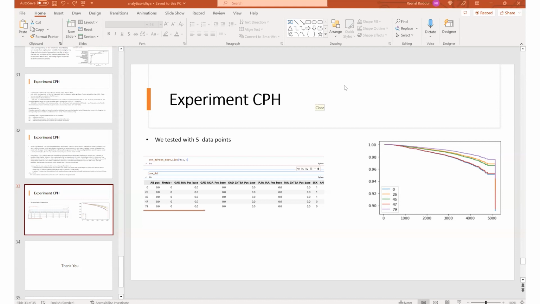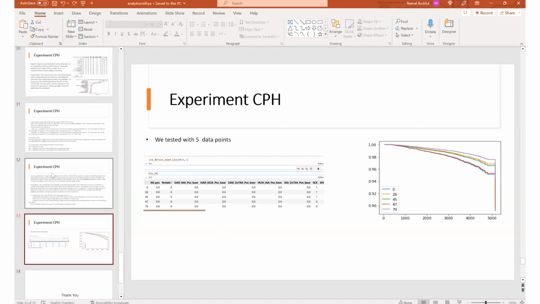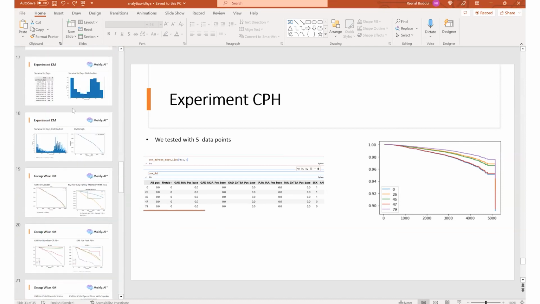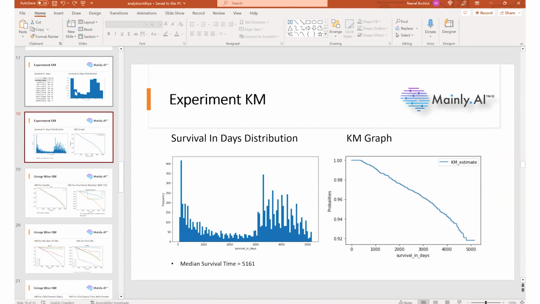I'm just focusing on the questions that were placed in the Q&A section. Pavan Gadde has asked, how did you arrive at the bins for days? He wanted to understand the approach for binning.